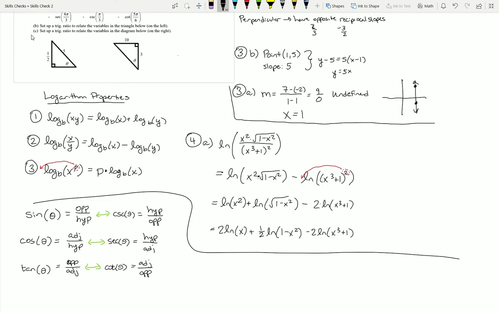So when I take a look at parts B and C here, let's take a look specifically at 5b. I need to be able to go ahead and set up a trig ratio to relate the variables in the triangle that's on the left. So I'll notice that I have an angle, I have a side that's opposite of it, and I have the hypotenuse. So when I look down here, I can see that actually the sine or the cosecant would both be valid ways to actually set up and relate the sides of the triangle without having to do any extra work to solve for the missing side.